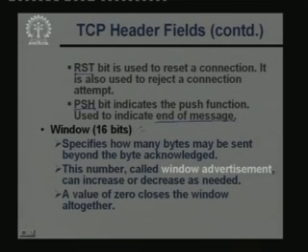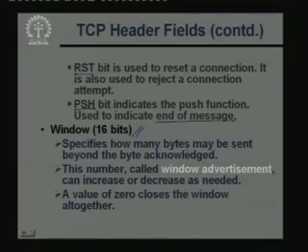And there is another very interesting field, the window field, which is 16 bits. Actually TCP uses a kind of sliding window protocol at the level of bytes, and the window field indicates the current size of the window. Say if the window field contains a value 5000, this means that the sender can transmit a maximum of 5000 bytes without an acknowledgement coming back. Okay.